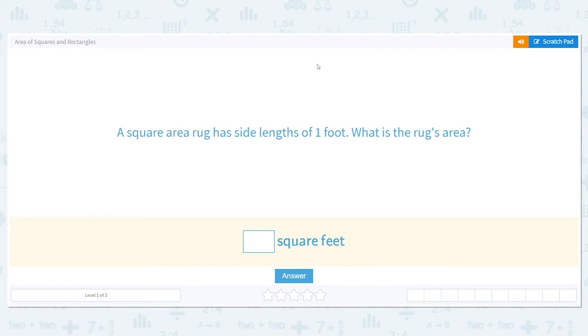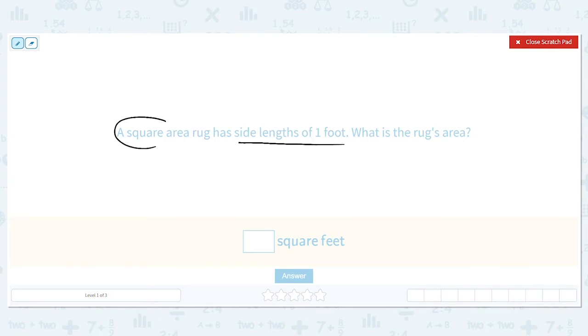So, first question says, a square area rug has side lengths of 1 foot. What's the rug's area? Okay, hold on 1 second. I only see one side length mentioned. It says 1 foot. What is the other key word here? It's a square. So what does that mean about our square? A square's sides are all what? Equal. So I draw a square as best as possible. It doesn't have to be perfect, okay? And it says the side lengths are 1 foot. So that means each side is 1 foot.